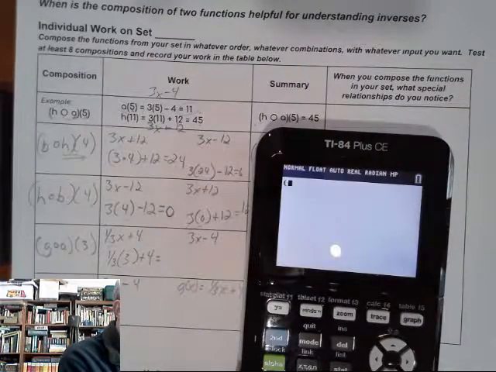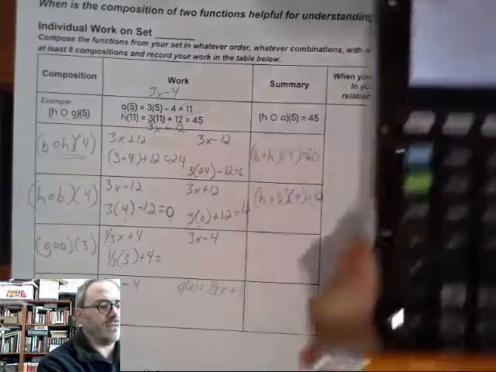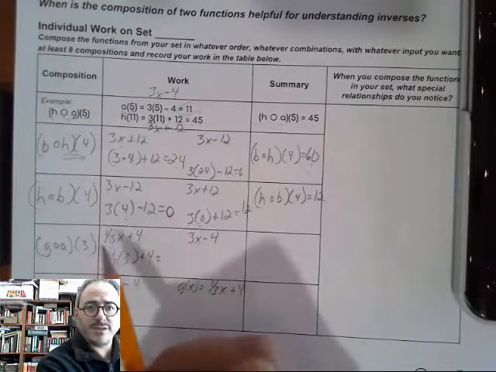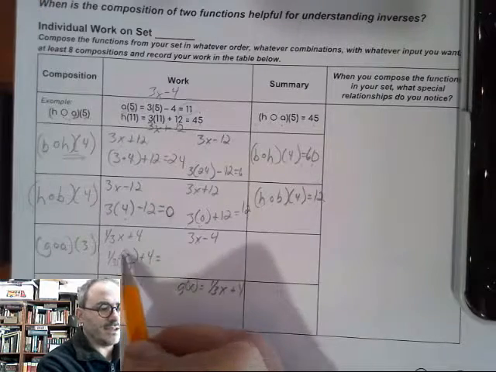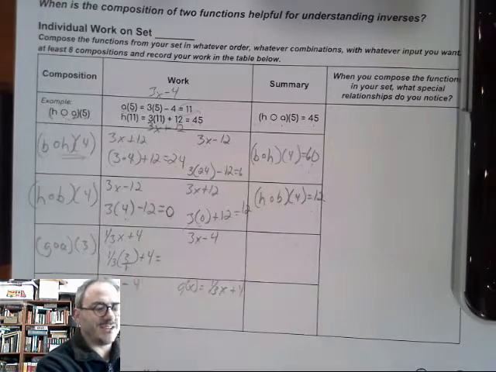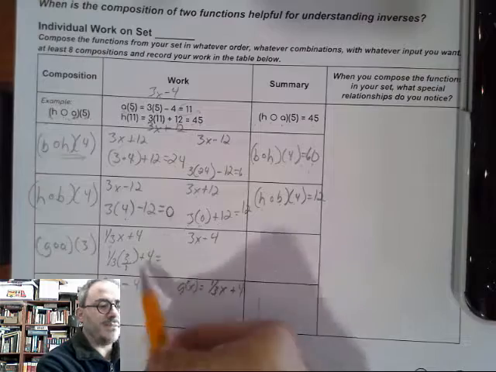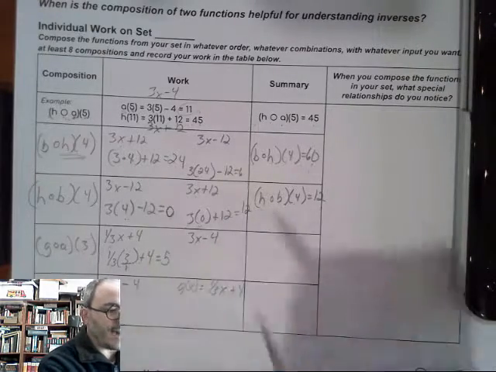I'm going to use my parentheses. 1 divided by 3 times 3. 1. If you think about this, 1 over 3 is a fraction, but 3 is also a fraction. It's 3 over 1. These 3's cancel each other. I get 1. So 1 plus 4 equals 5.